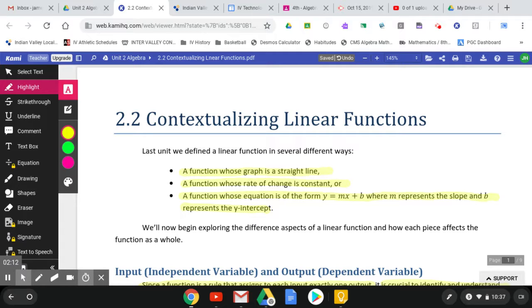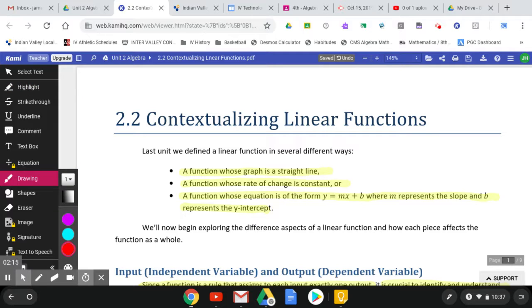Okay, there's something important to me, though, that's missing in that. We talked about what is a linear equation or a linear function. So what's missing from those definitions? Anybody? Ashlyn? Very good. A linear function is a function to the first degree. I'm going to highlight that too.